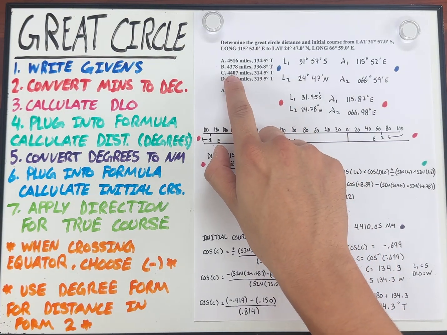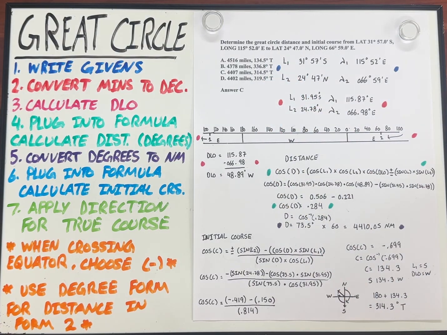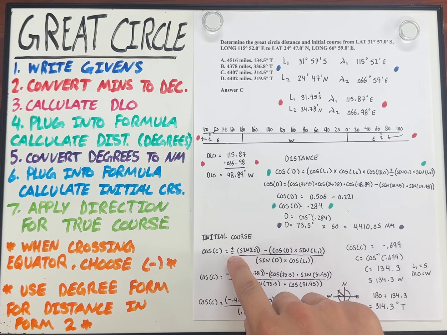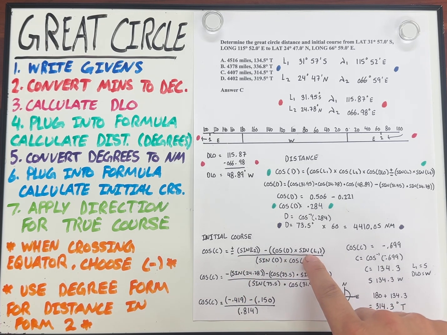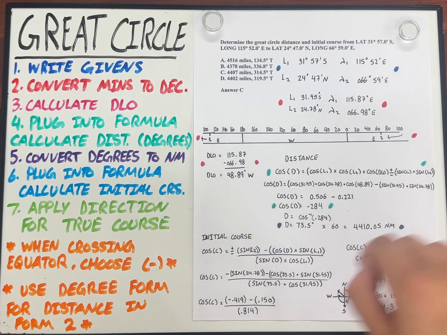We just want to finish this problem out to ensure that we have 2 confirmations, the distance and the initial course. Step number 6 is to plug into the formula and calculate your initial course. Again, remember that when we're crossing the equator, which we are, south to north, we will use the minus sign. The starting point for this is plus or minus your sine of latitude 2 minus cosine d times sine of lat 1. So we'll use the minus sign there.